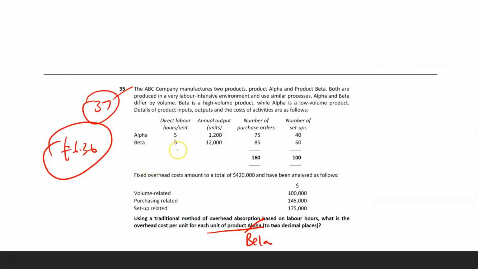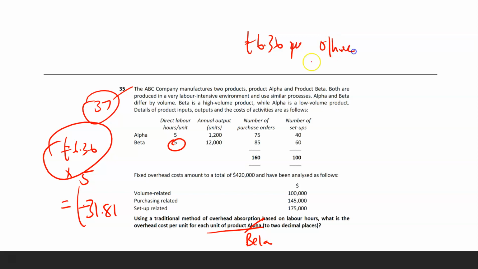Well, it's not so different because every unit of beta requires 5 hours as well. So they are exactly the same answer in effect because they both use up 5 hours. It's £6.36 per overhead hour. And therefore for 5 hours, you're having £31.81. And that's the interesting thing with that. So that's exactly the same thing.